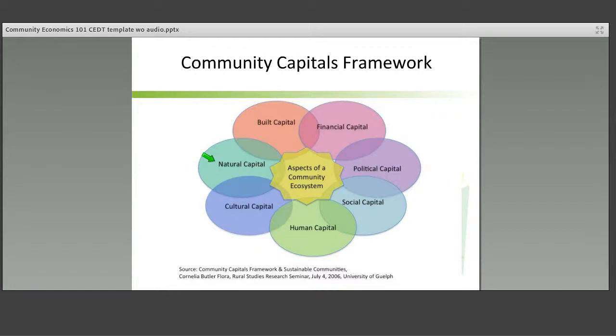The cultural capital is also very important. This is really what differentiates one community from another. What are our traditions? What languages do we have here? What's our history? Where did we come from? How do we celebrate that? Those are all really important dimensions to develop as we strive to make our places special.